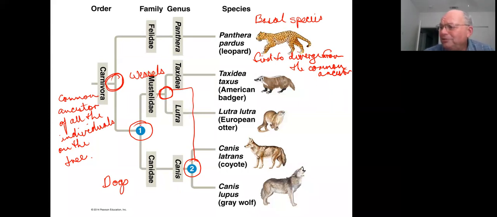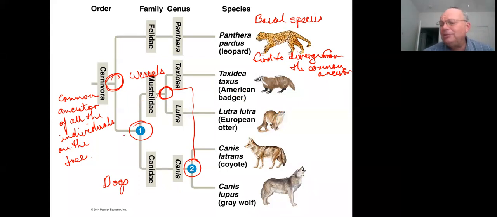So these two share a common ancestor at this point, and in terms of the divergence point of grey wolves and badgers from each other, this is the branch point that they share in common. And so they share this level of common ancestry. We have to go even further back in time to find the leopard.